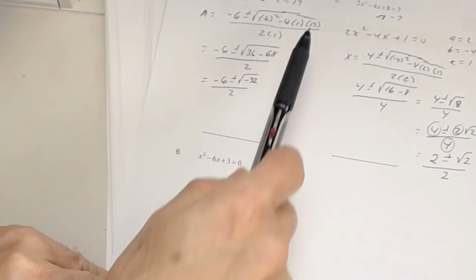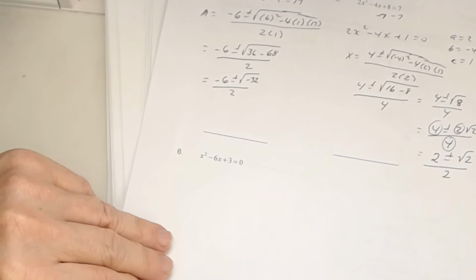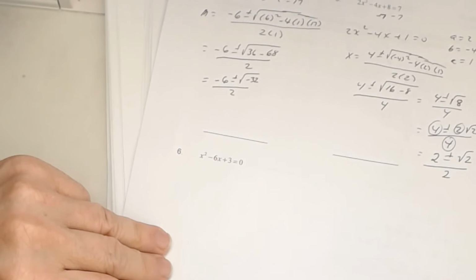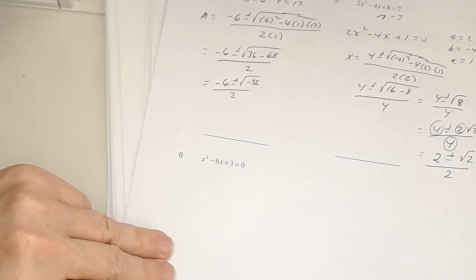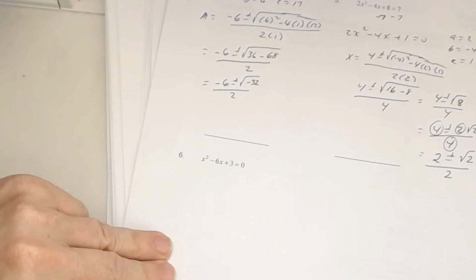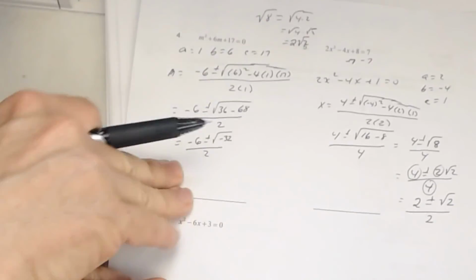4 times 1 times 17. 4AC. 4 times 1 times 17. That's part of the formula. Are we on number 4? Yeah. Where'd y'all get a 4? The formula. B squared minus 4AC, 4 times A times C. Okay, all right, so we got to go on.